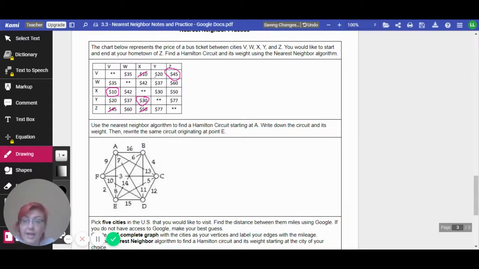Going over to Y, I cannot use V. I cannot use X. And I can't go back to Z yet. So I have to go to W.